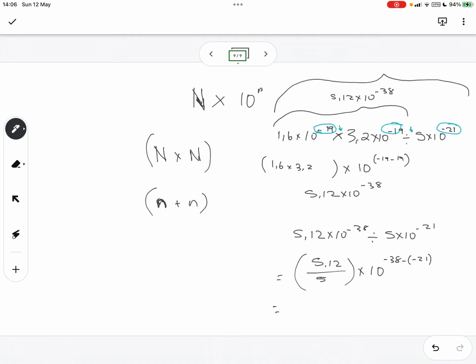And then this equals, what's this? Divide by 5. 1.024 times 10 to the, what's 38 minus 21? It's 17. Yeah? Oh, it's 18. Negative.